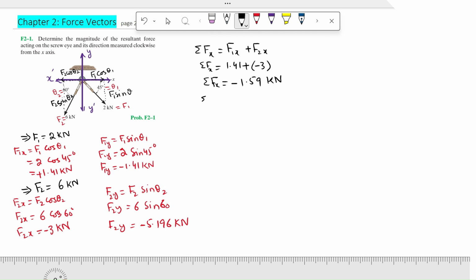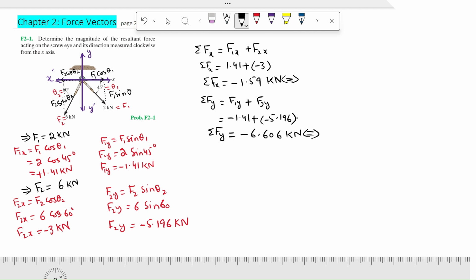Now I will need the value of summation of f of y. So for this, summation of f1y plus f2y. Adding the value of f1y, which is minus 1.41, plus the value of f2y, which is minus 5.196 kilonewton. Adding these values, we get the summation of f of y, which is equal to minus 6.606 kilonewton.